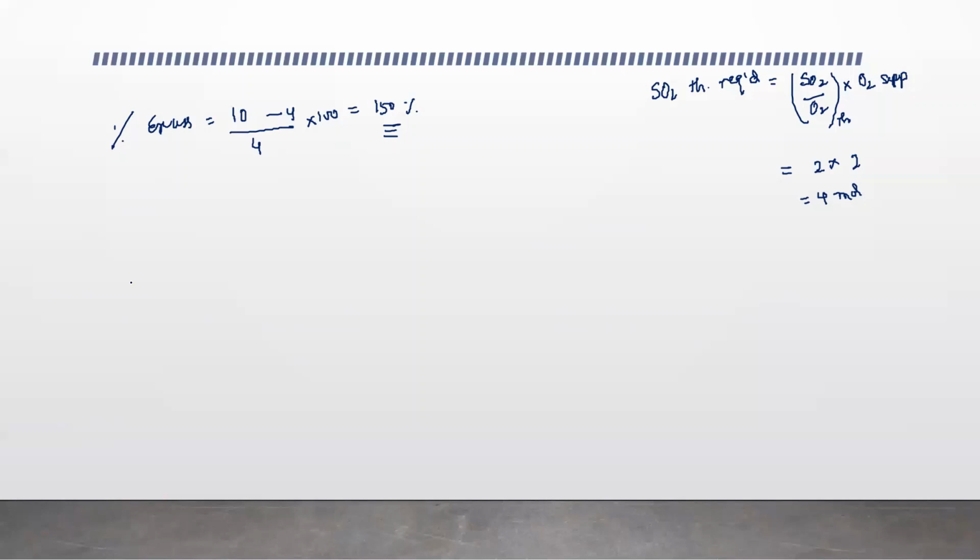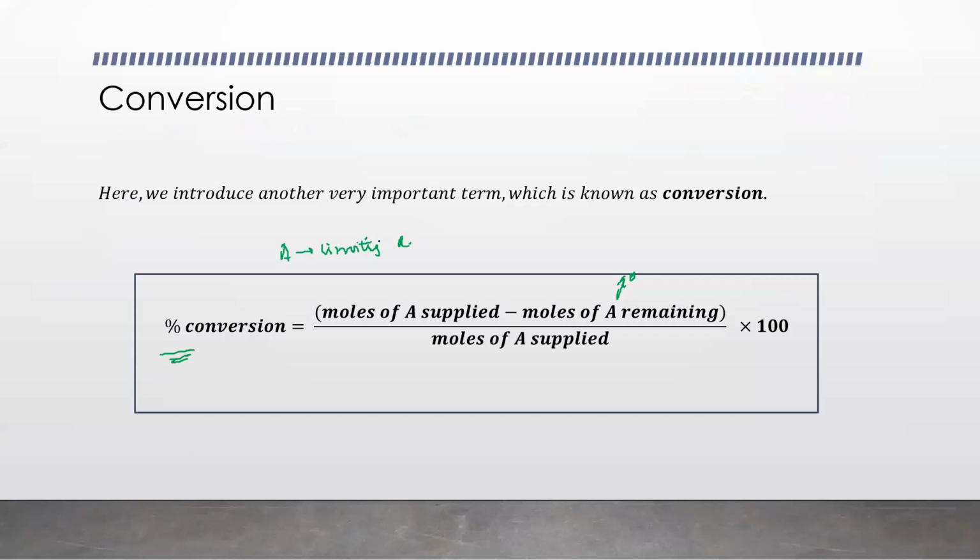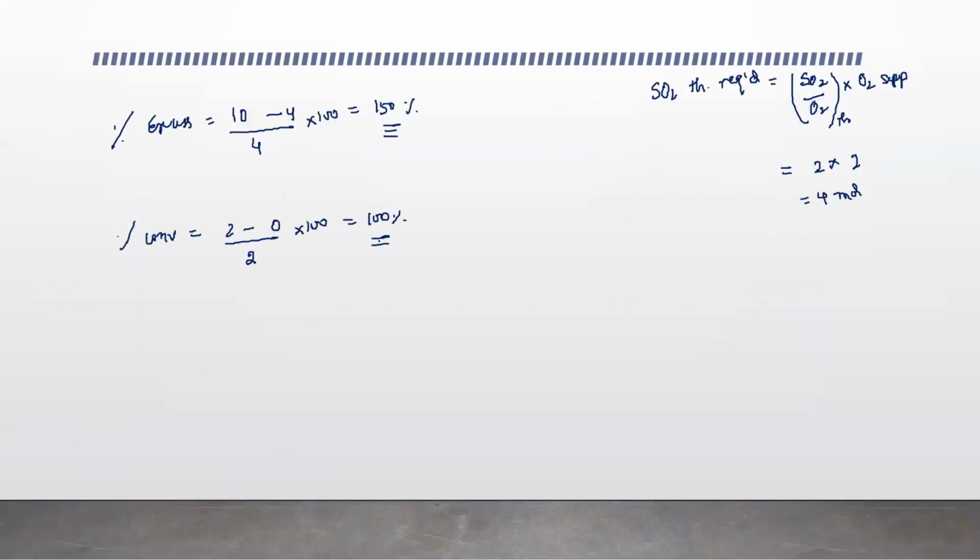Then percentage conversion is basically moles of limiting reagent supplied minus moles of limiting reagent remaining upon moles of limiting reagent supplied. So that is 100%. So this is what I was telling, that if the reaction is allowed to proceed till completion, then percentage conversion goes on till 100%. All right. So this is how we calculate these terminologies.